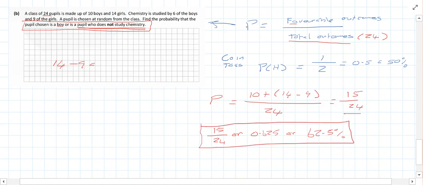For any of the probability questions, you're going to use this formula here. You need to work out the number of favorable outcomes from the question, and then also the number of total outcomes, or all the possible outcomes that you can get. Okay, so hopefully that makes sense.